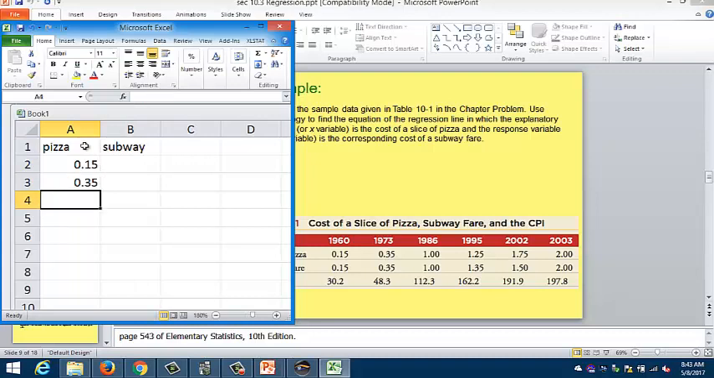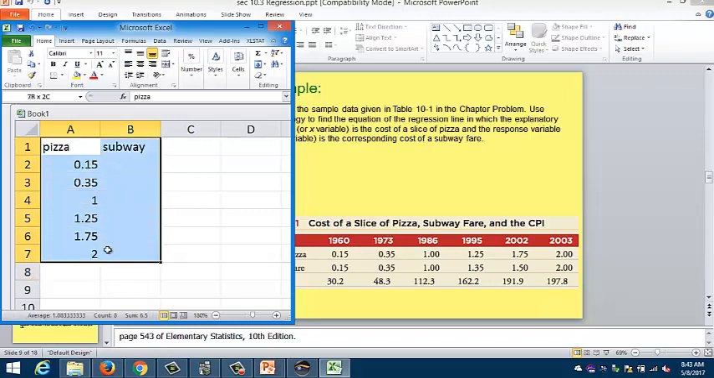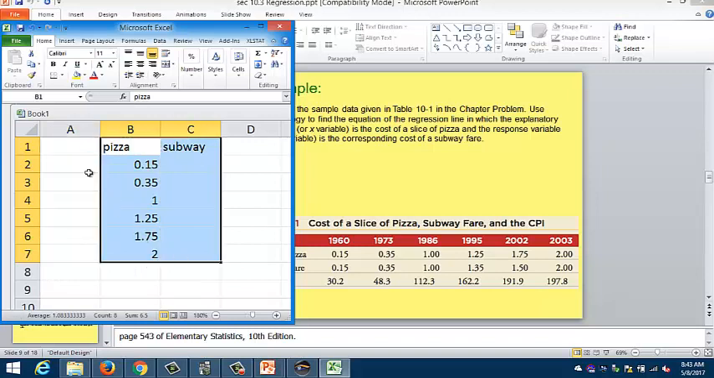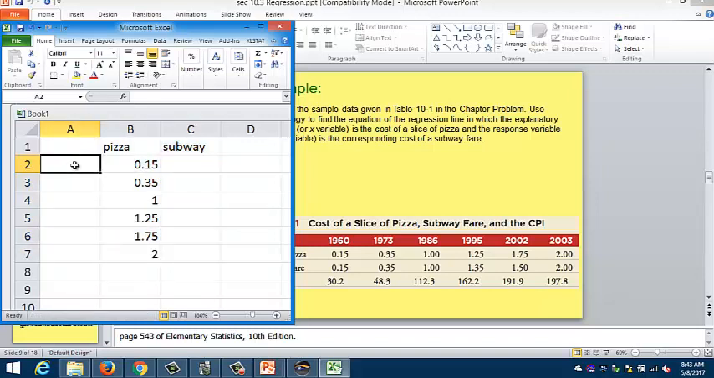All right, so let's see. 0.15, 0.35, $1, 1.25, 1.75, and $2. So that's the price of a slice of pizza throughout the years. You could, I suppose, move this over. We could have a column for what year it is too, right? 1960.